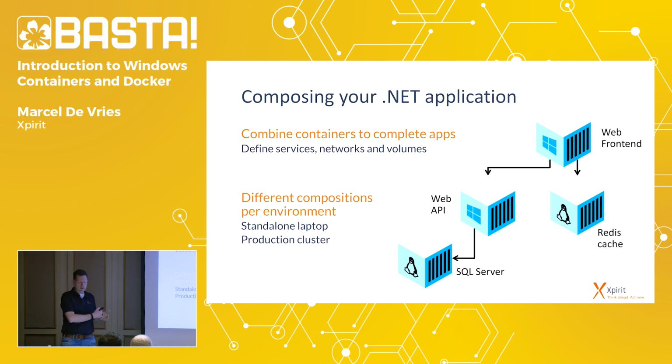The web front end has a dependency on the API and the cache, and the API has a dependency on the database. So I would like to create a database first, then the web API and the cache, and then the front end so that it more or less gets built up automatically in the right order.